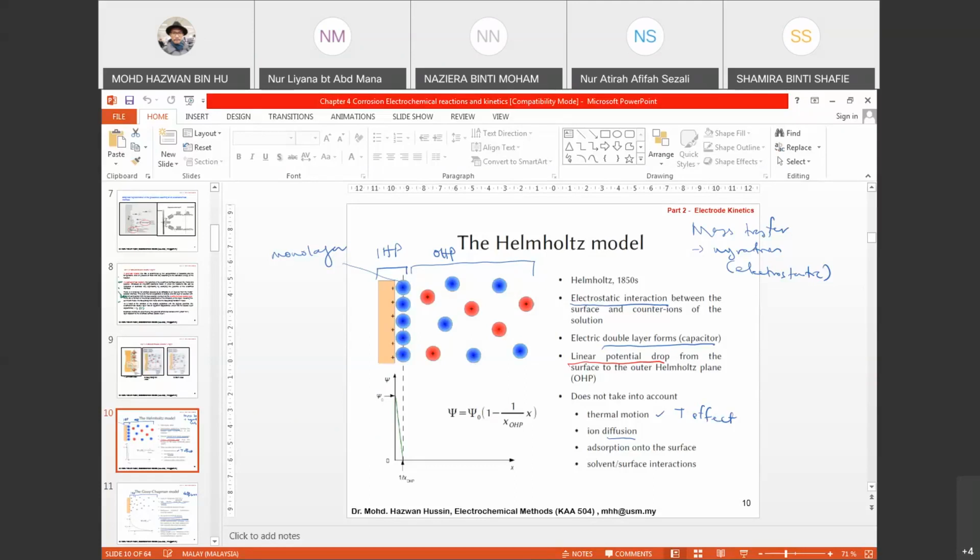The electrostatic interaction between the surface and the counter ions in the solution, and the linear potential from the surface to the outer.